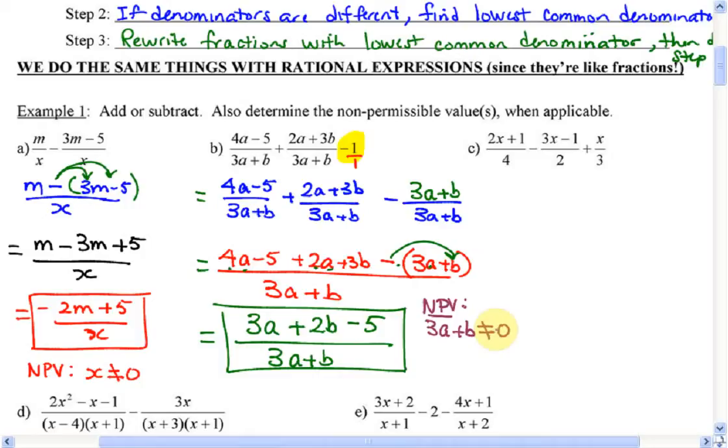Now, because you have two variables here, you might be thinking, which variable should I solve for, a or b? It doesn't matter to me. Just solve for one. Which one's easier to solve for? B. Yeah. So let's just leave b on the left side. I'm going to bring the 3a to the other side, make it negative, and therefore b cannot be equal to negative 3a is a perfectly fine NPV.